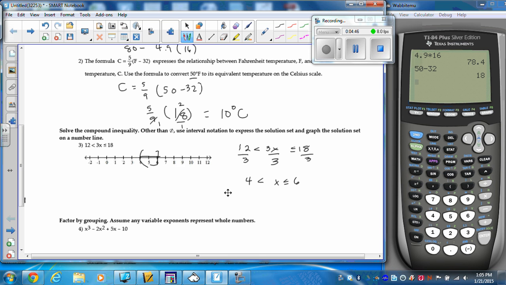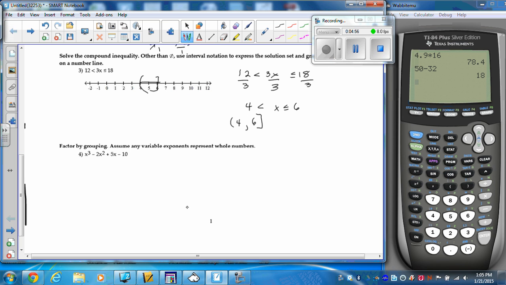There is the number line. So if you were using interval notation, it would be 4, 6, and the 6 would be boxed. So there's interval notation. This question says factor by grouping. We're to assume that any variable with exponents is going to represent a whole number. So we are going to look at the first two terms. The common factor is x. So x times x squared minus, that's actually x squared.